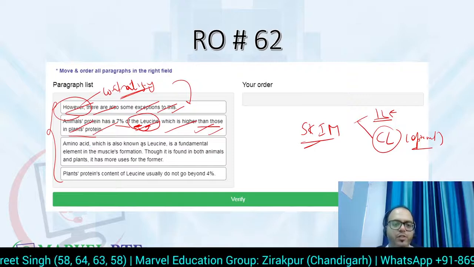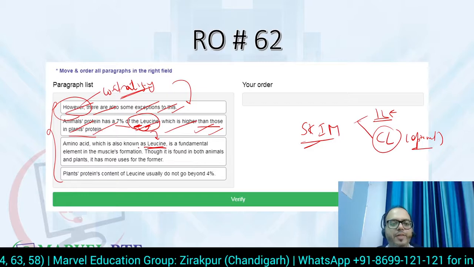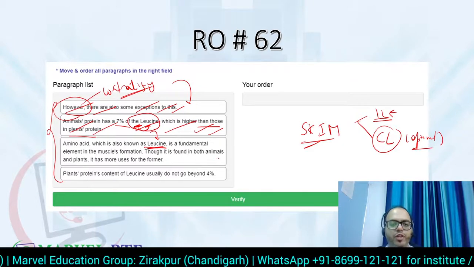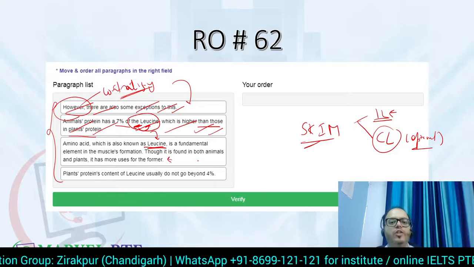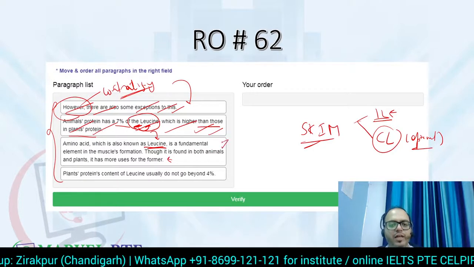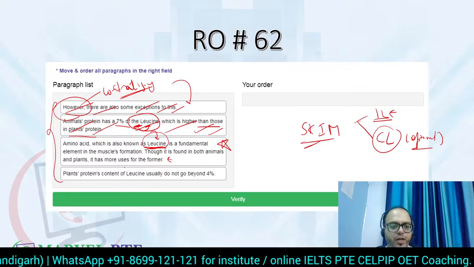Amino acid, which is also known as leucine, see, it is defined here, is a fundamental element in the muscles formation. Though it is found in both animals and plants, it has more uses for the former. So if you look, this seems to be our independent line. Why? Because here leucine is being introduced.